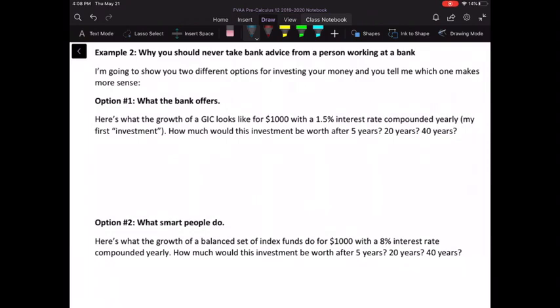Okay, so what the bank offers, this is very common. I just talked to a friend of mine about this, and his bank had advised him to invest in GICs. The GIC was offering, I think his was probably more than this, maybe 3% instead of 1.5% interest rate compounded yearly, but still not very impressive in terms of an interest rate. So how much would this investment be worth after 5 years, 20 years, 40 years?